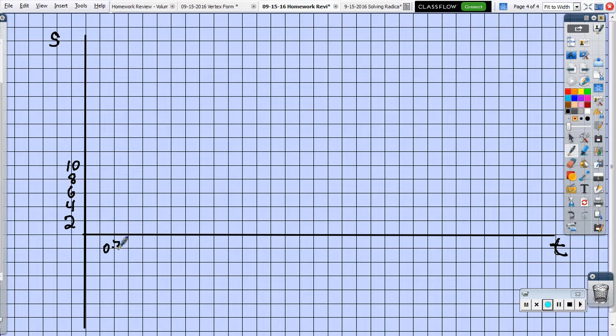It's 0.5. 1, 1.5, 2, 2.5, 3. Oh, this? The 1. Yeah, the 1. Well, you'll figure it out. 0.5, 1, 1.5, 2, 2.5, 3, 3.5, and 4. More cramped than I wanted.